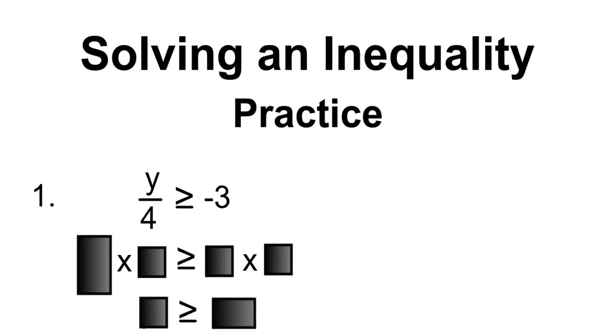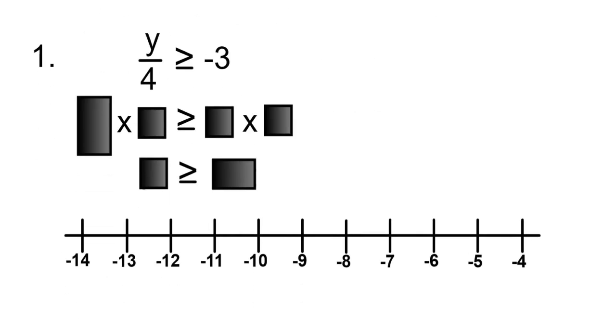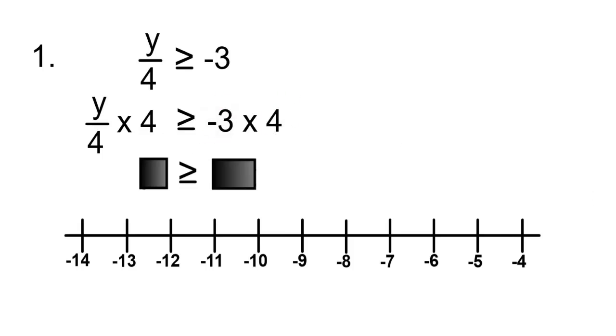Solving an inequality practice. Number 1. Y divided by 4 is greater than or equal to negative 3. To isolate the y, we'll do the opposite of dividing the left-hand side by 4 by multiplying it by 4. We therefore multiply the right-hand side of the inequality by 4 as well. The divided by 4 and times by 4 cancel, leaving us with y.